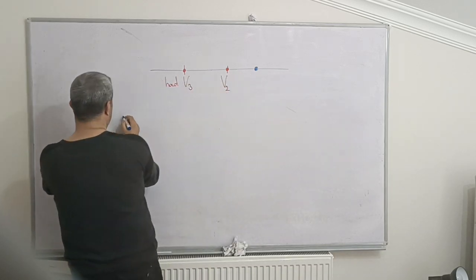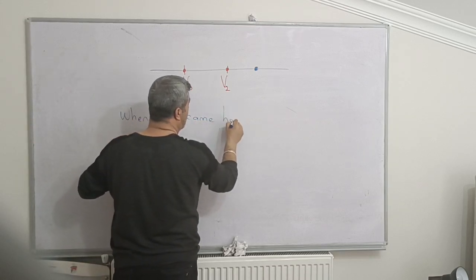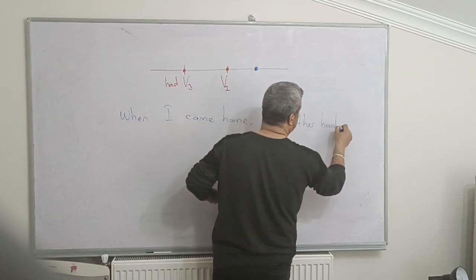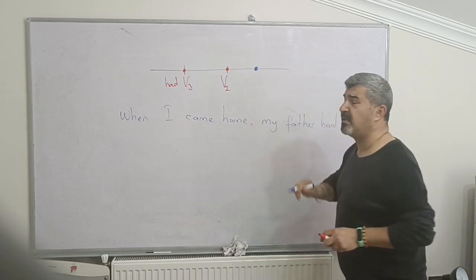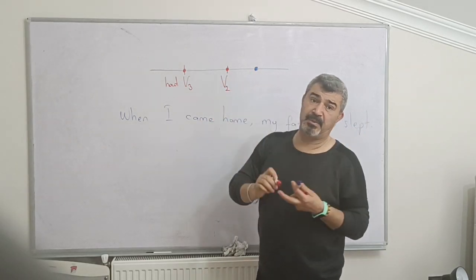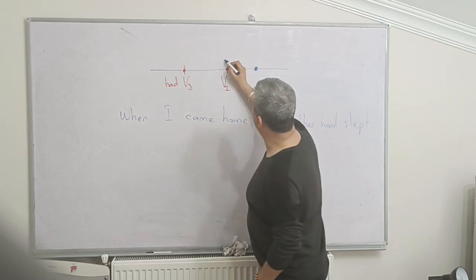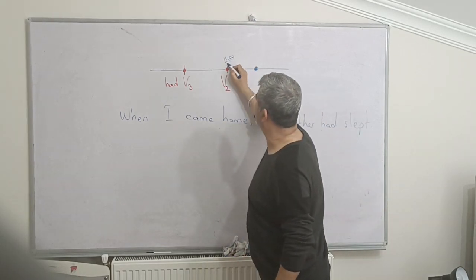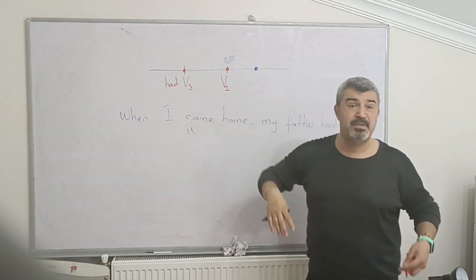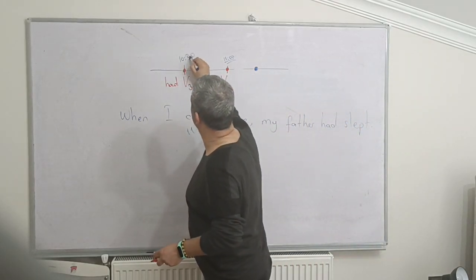Okay, when I came home, my father had slept. What does this sentence mean? It says that when I came home, for example, let's imagine, what time did you come home last night? You came home at 11 o'clock last night. When you came home at 11, your father had slept. What time did he sleep? Let's say he slept at 10:30.